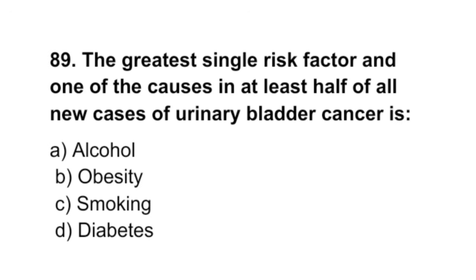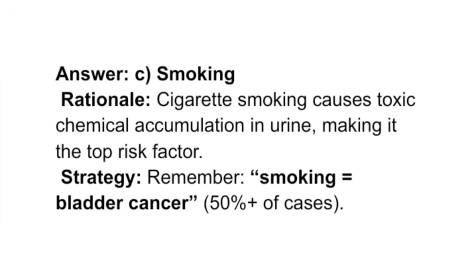89. The greatest single risk factor and one of the causes in at least half of all new cases of urinary bladder cancer is: A. Alcohol. B. Obesity. C. Smoking. D. Diabetes. Answer: C. Smoking. Rationale: cigarette smoking causes toxic chemical accumulation in urine, making it the top risk factor. Strategy: remember, smoking equals bladder cancer, 50% plus of cases.